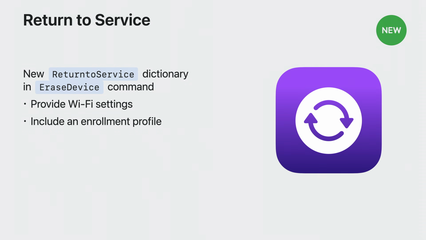Secondly, the dictionary should include a profile with the necessary enrollment information. In case the device is registered in Apple School Manager or Apple Business Manager, this profile can be omitted, which triggers the device to check for an enrollment profile during activation.